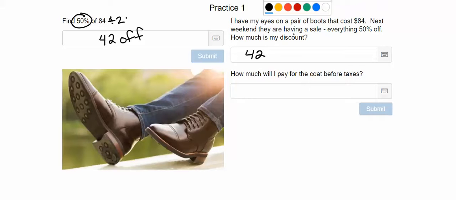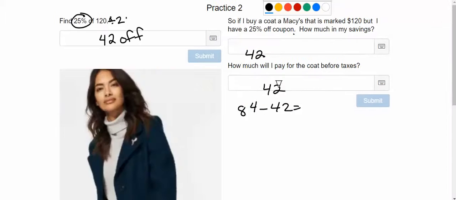And then how much I'm going to pay for it. You need to take your original number and subtract your discount, and that becomes 42. Well, duh, in that case it's 50% off, so your discount and how much you're going to pay is going to be the exact same amount. Okay, all right, so you move to the next one.